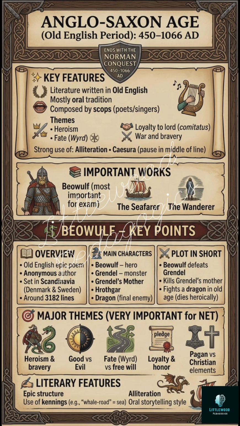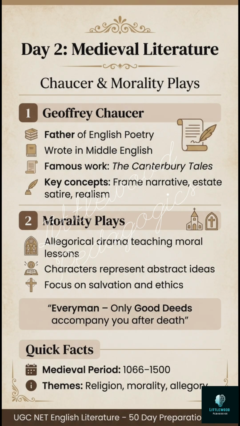Coming to the second period, that is medieval literature, you can see Chaucer and his contemporaries. Don't forget about his contemporaries. He has two contemporary writers, William Langland and John Gower. Chaucer's Canterbury Tales is really important. You can go through the main characters, and his Book of the Duchess is also important. So you can go through some of his works.